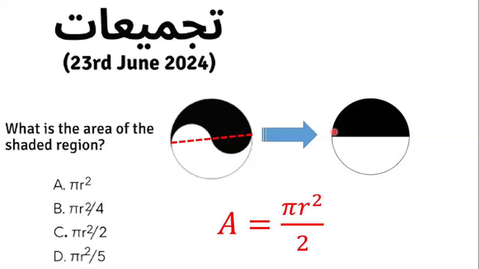Now, we can find the area of the circle. The area of the circle is pi r square. However, here we have a semicircle, half circle. Therefore, we need to divide by 2. You are asked to express it in terms of r. Therefore, the area will be pi r square divided by 2. Quite simple, yeah?